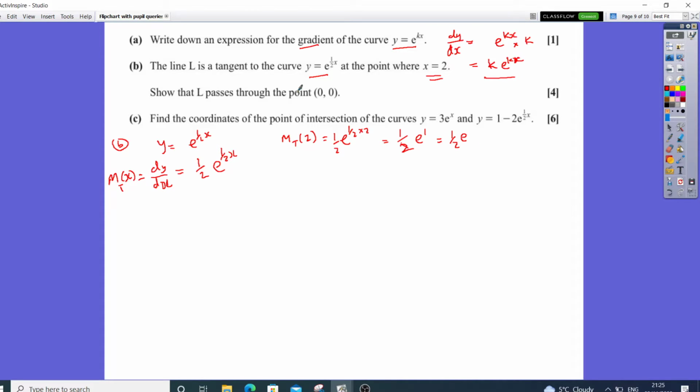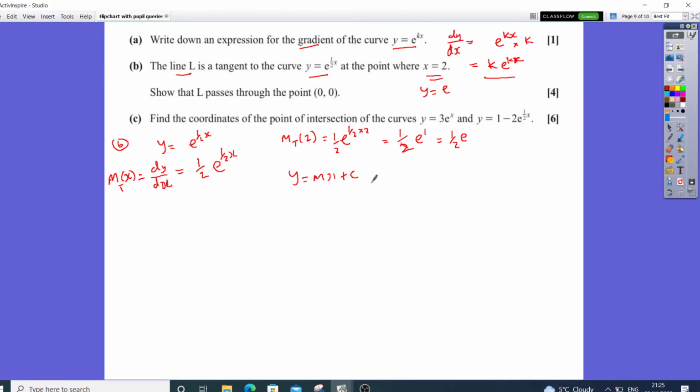So that's the gradient. Now, because it is a line, we put it in the form y equals mx plus c, where m is a half e. Now, if that is a point on this curve, where that L is meeting, then if I want to find the y coordinate, I just put the 2 into this. So the y coordinate will also be e to the power of a half times 2, which is just 1, so that will be just e.